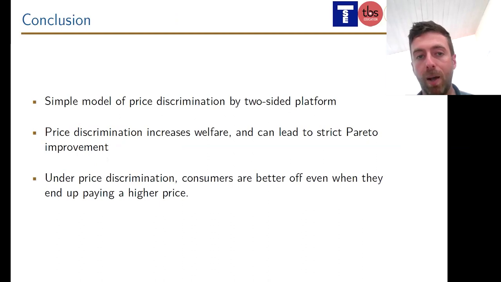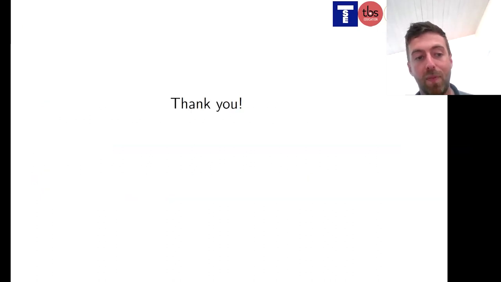So to wrap up, what we do in this paper, we present what we think is a very simple model of price discrimination by a two-sided platform. We show that with linear demand, price discrimination increases welfare and can even lead to a strict Pareto improvement. One kind of counterintuitive result is that even when consumers pay a higher price, they may be better off because of the increased participation by sellers. Thank you for your attention. And I'm looking forward to Cheng's discussion.